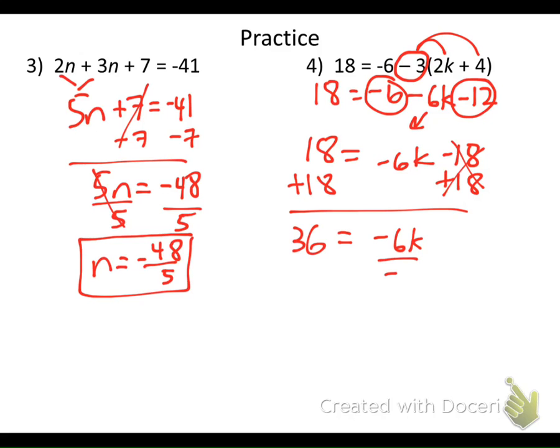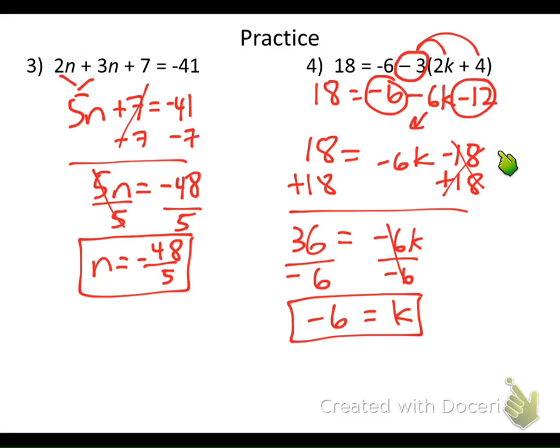We divide by negative 6 because that's the number that's next to my variable. And k is going to equal negative 6. And we're done with this problem. Again, a two-step equation once we got to here. Right? But before that, we had a little bit of stuff to worry about. Things like negatives, things like combining like terms. Right? Let's move on to 5 and 6.